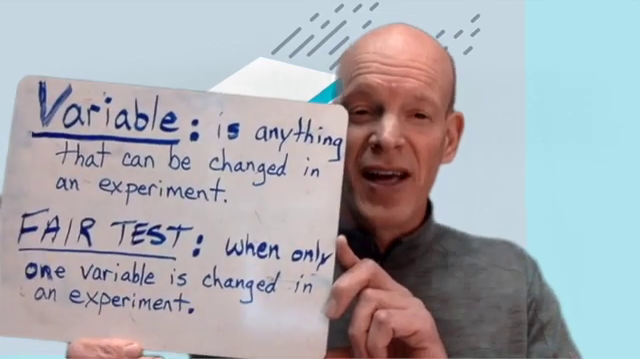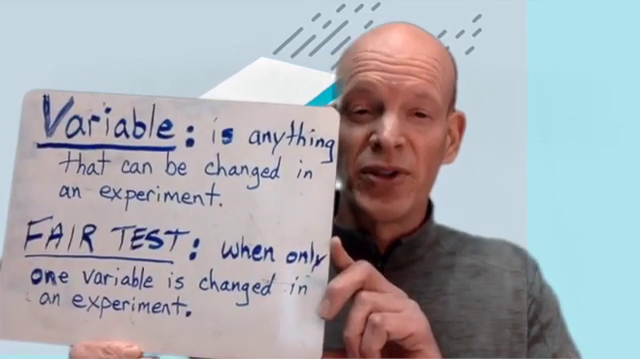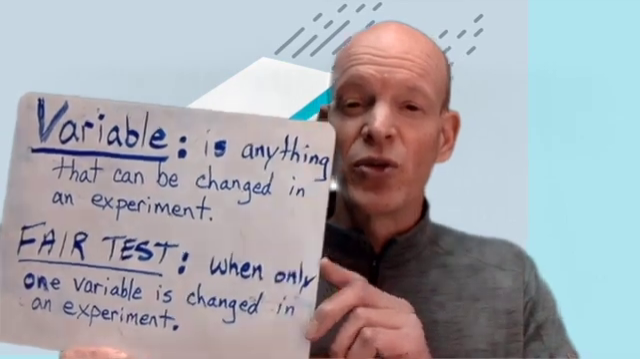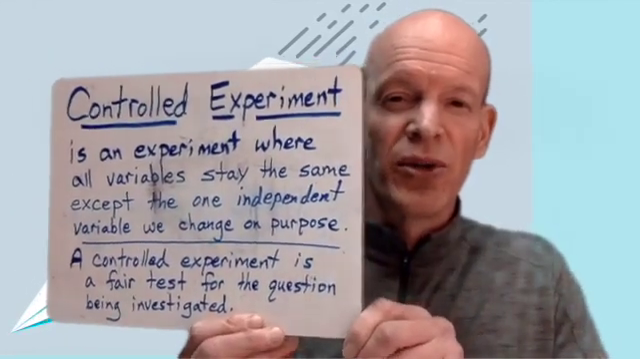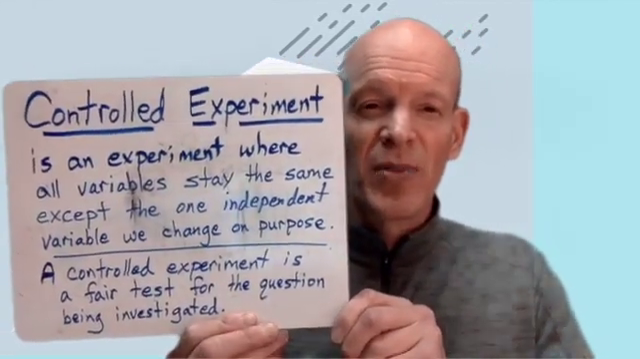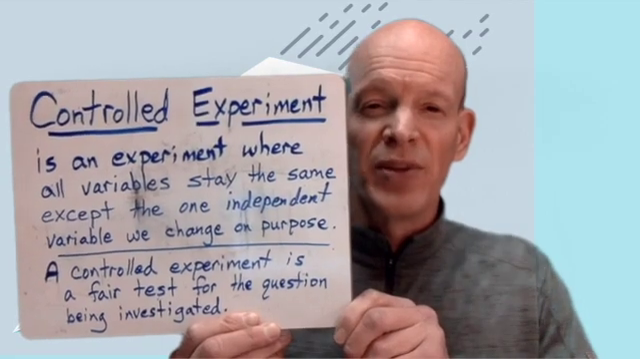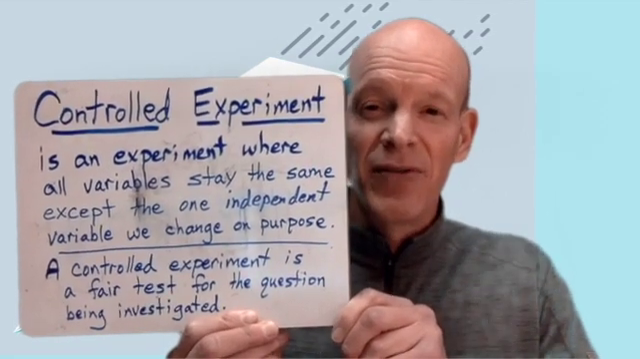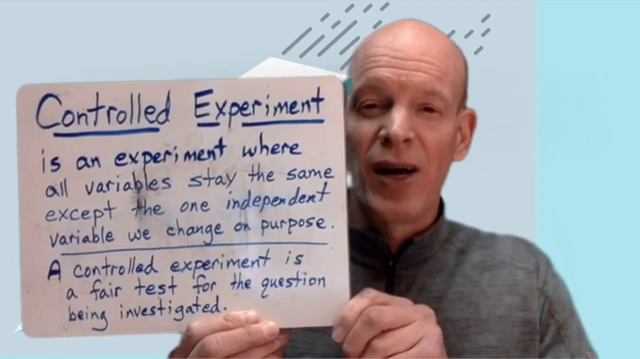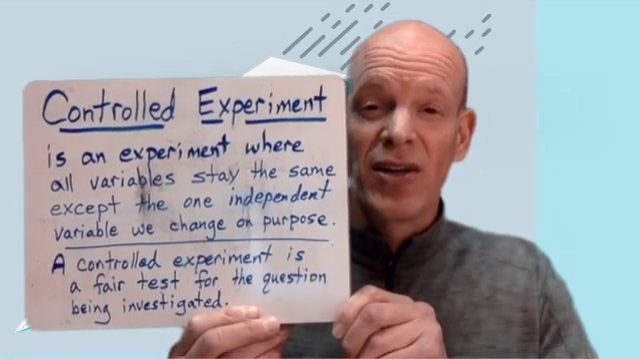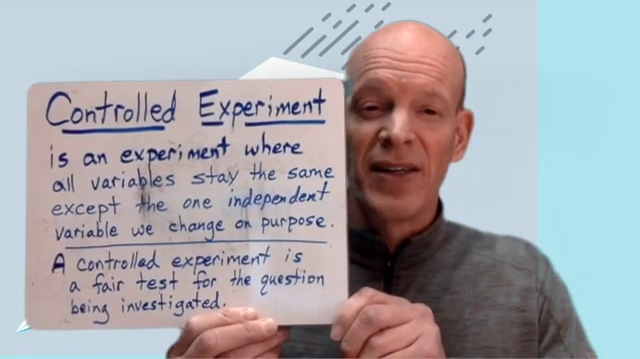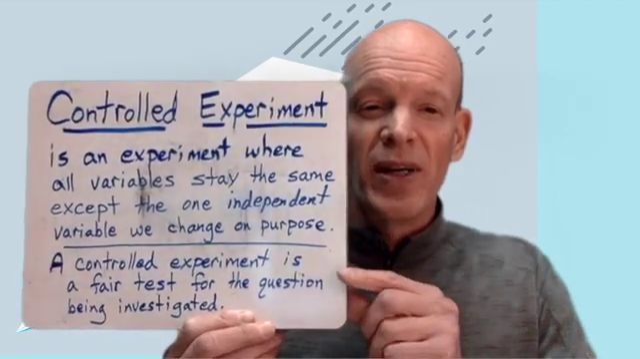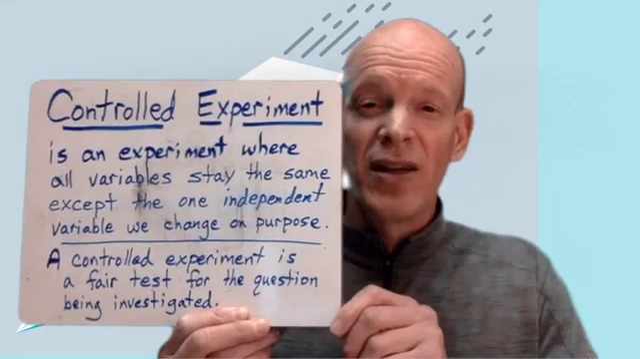To run a fair test, we want to have only one variable change in an experiment. We want to control everything else. So a fair test is also called a controlled experiment, because a controlled experiment is an experiment where all the variables stay the same, except for that one thing that we are changing and trying to measure how that change makes an effect on the experiment. So a controlled experiment is a fair test for the question that we are investigating.